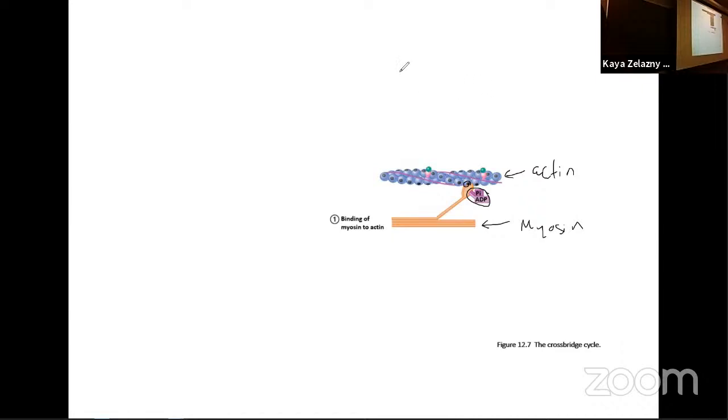What other molecules do we see on this image? Let's see a couple more. That's what we're labeling. What are these pink threads? Yep, this is the tropomyosin.